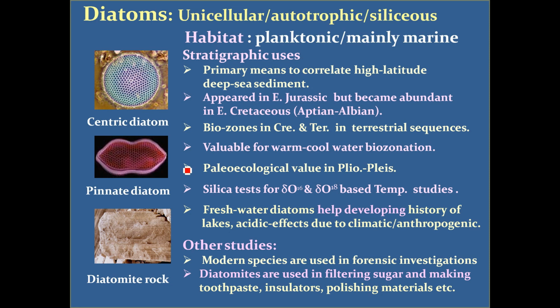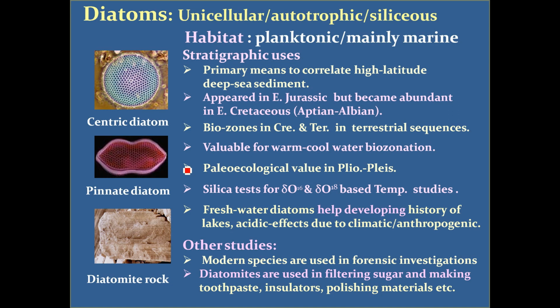Paleolimnology of most of the Quaternaries has been done on the basis of diatoms. They have various uses, like a primary means to correlate high latitude deep sea sediments, and they first appeared in early Jurassic. So any rock which consists of them is not older than early Jurassic, but they became abundant in early Cretaceous only. Biozones in Cretaceous and Tertiary interstitial sequences are important.